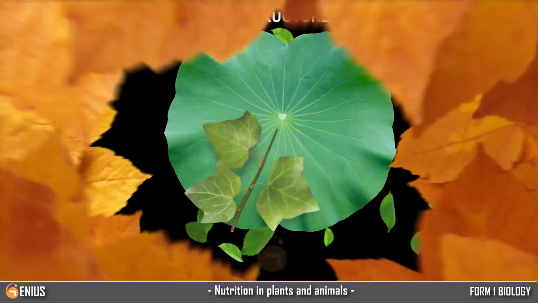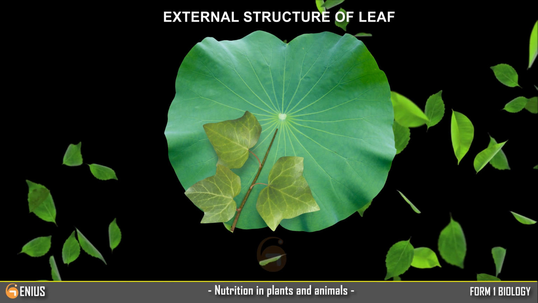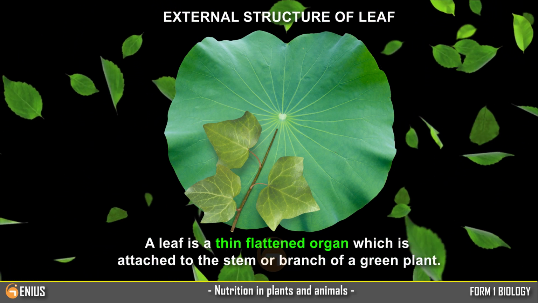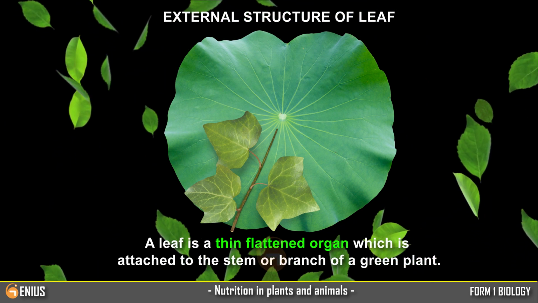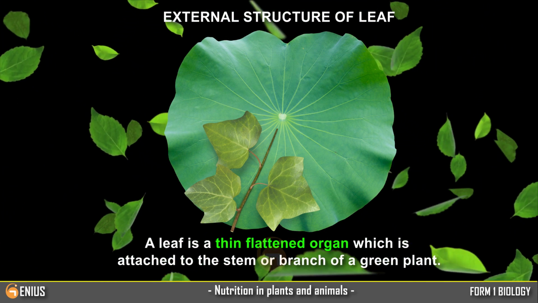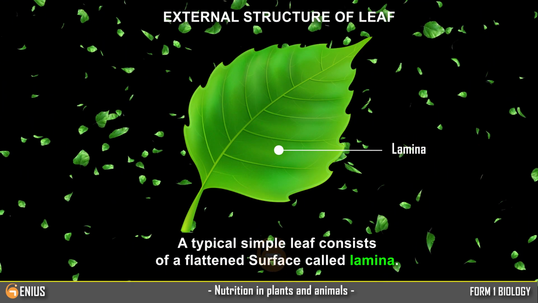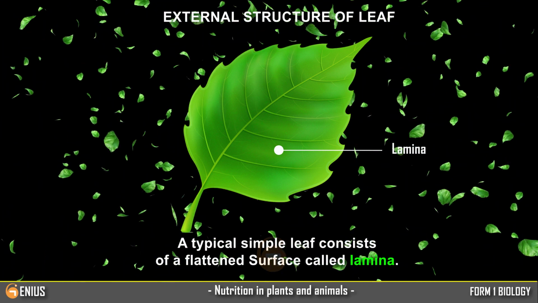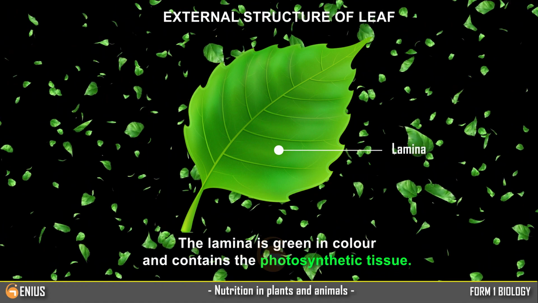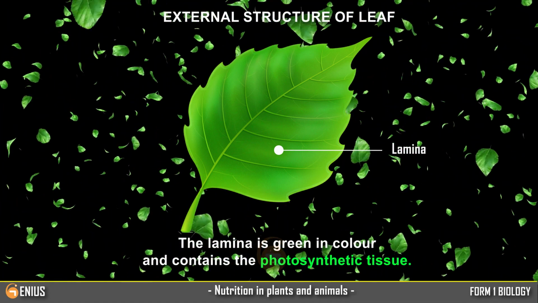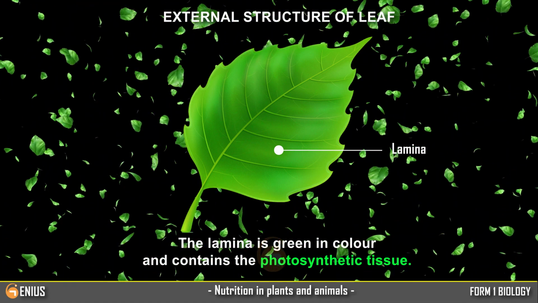External structure of a leaf. A leaf is a thin, flattened organ which is attached to the stem or branch of a green plant. A typical simple leaf consists of a flattened surface called lamina. The lamina is green in color and contains the photosynthetic tissue.